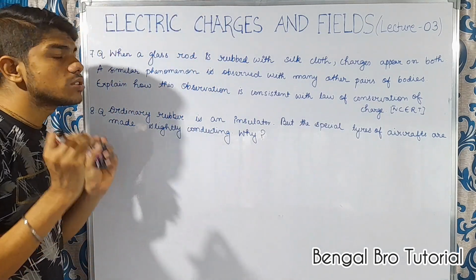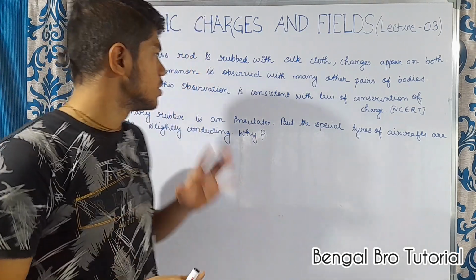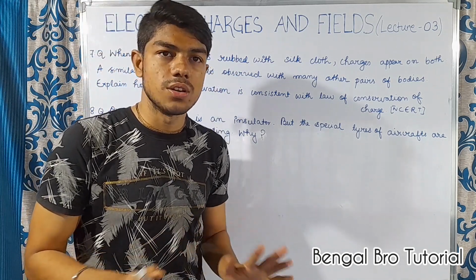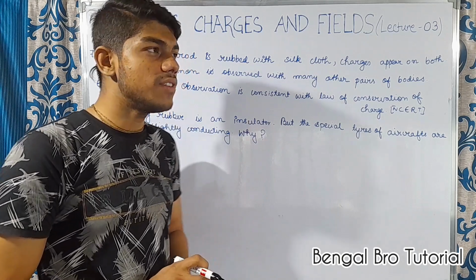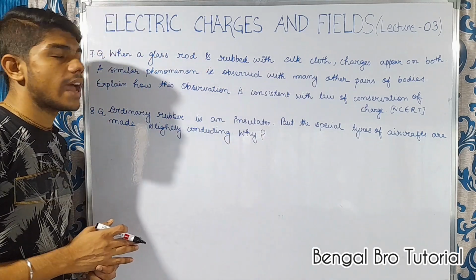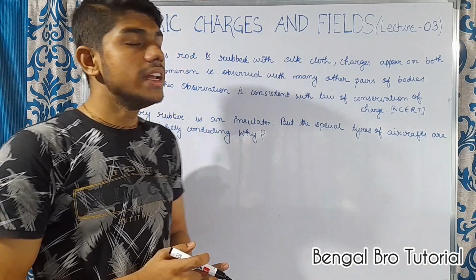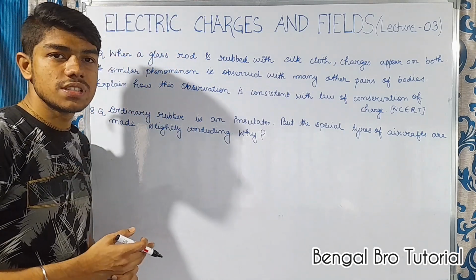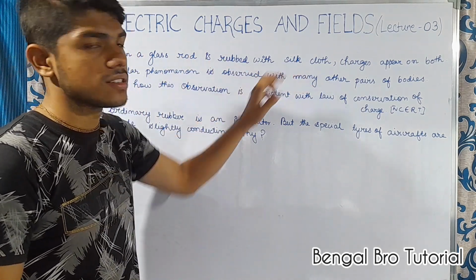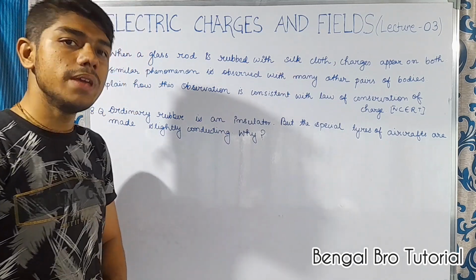So, the total charge initially was 0. The total charge of the glass rod and the silk cloth initially was 0 because they were both neutral. Now we have learned that when two bodies are rubbed with each other, then they acquire charges of equal magnitude but of opposite nature. It is observed that when glass rod is rubbed with silk cloth, the glass rod acquires a positive charge and the silk cloth acquires a negative charge. And the magnitude of charge developed on both the bodies will be equal.